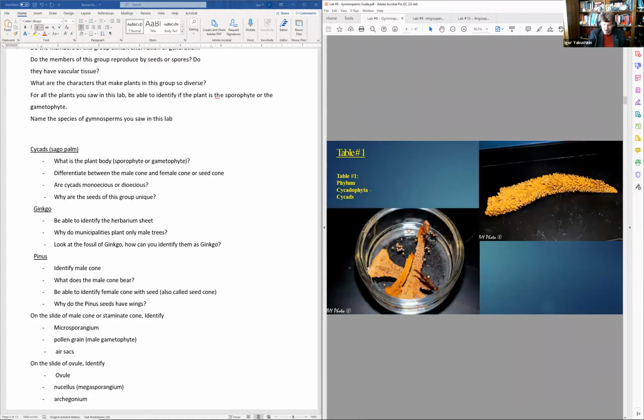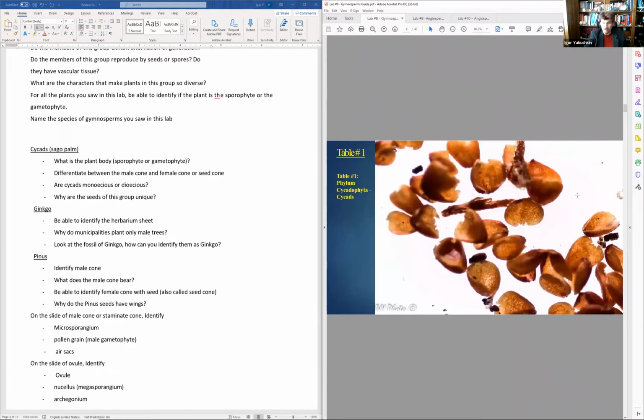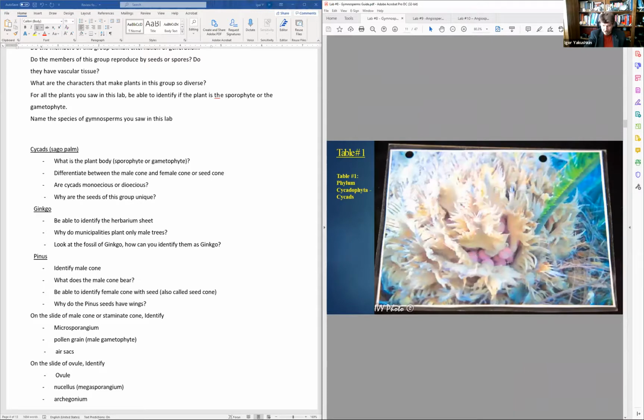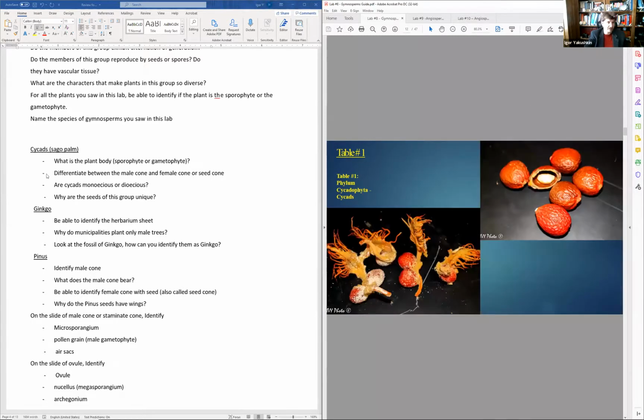Inside of the male plant, what you will find is pollen. Here we're looking at the pollen grains. The female plant has the female cone, and inside those orange things are actual seeds. So here we're looking at the seeds. So let's differentiate between male and female. Cycads: monoecious or dioecious? They are dioecious. Seeds. Why are seeds in this group unique? Because now they have a seed, but there is no fruit.